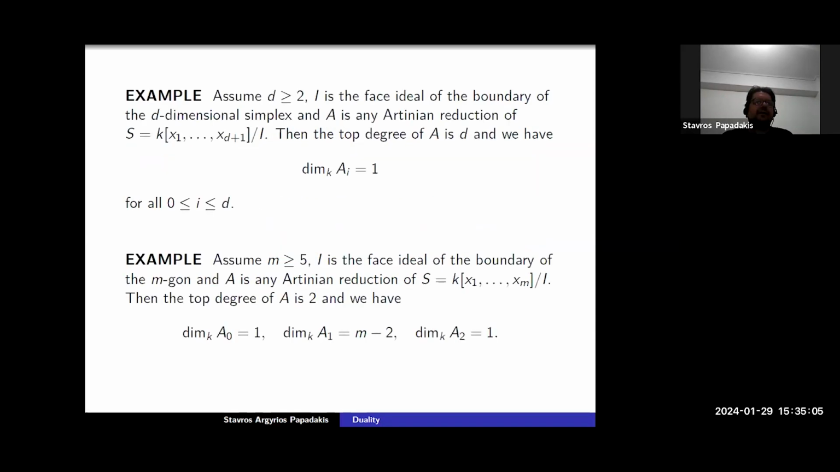Two more examples. We assume that I is the face ideal of the boundary of the d-dimensional simplex. Then the top degree of A is d, and the dimension dim_k of A_i is one for all i between zero and d.